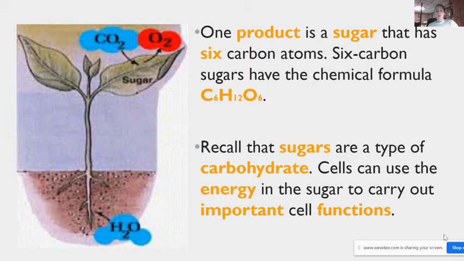Sugars are a type of carbohydrate. That means the cells can then use that energy to carry out important functions, to continue growing, to produce flowers, to produce seeds, all of that. And that carbohydrate gives them that nice quick burst of energy that they need.